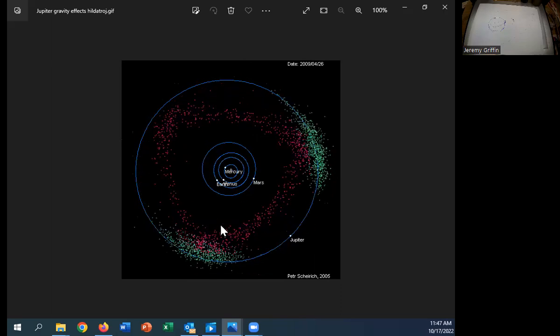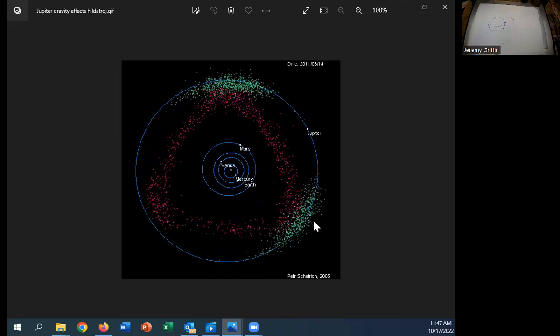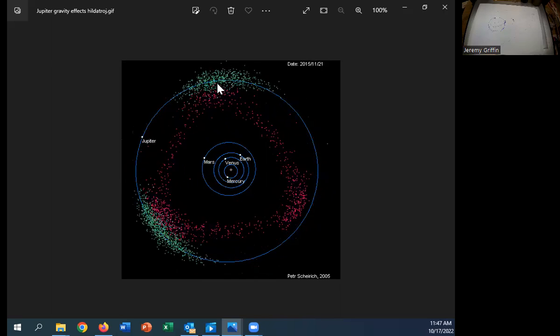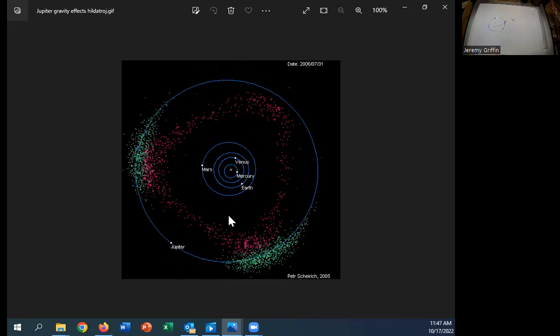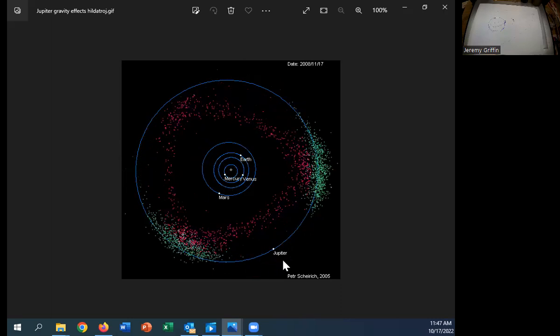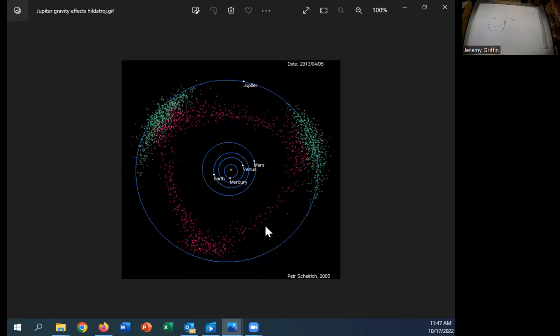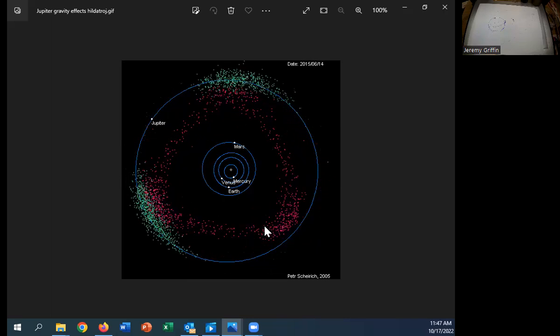All right, so now those green patches, those are called the Trojans and the Greek asteroids, and those are at the L4 and L5 points between Jupiter and the Sun. So you guys see Jupiter, Sun, you can make like an equilateral triangle, and the third point of the equilateral triangle are those green patches. You guys see those? All right, so there you go.